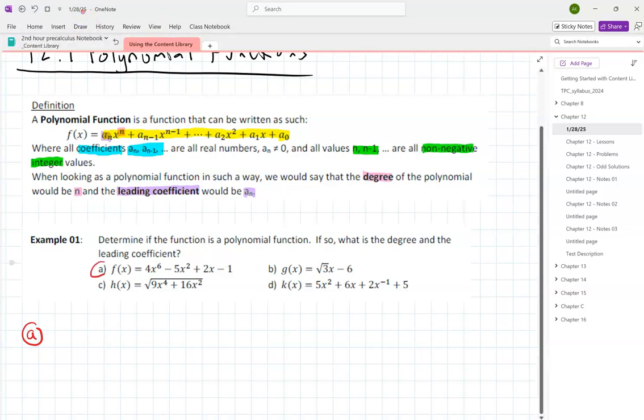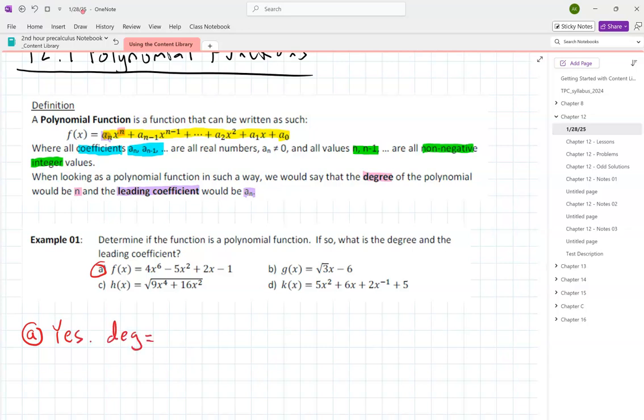So let's look at a. F of x equals 4x to the sixth minus 5x squared plus 2x minus 1. What do we think? Is that a polynomial? Yes or no? Yeah, right? The only operations going on are multiplication between variables and constants, and then addition and subtraction. All the exponents on our variables anyways are positive whole numbered. So yes, that's a polynomial.